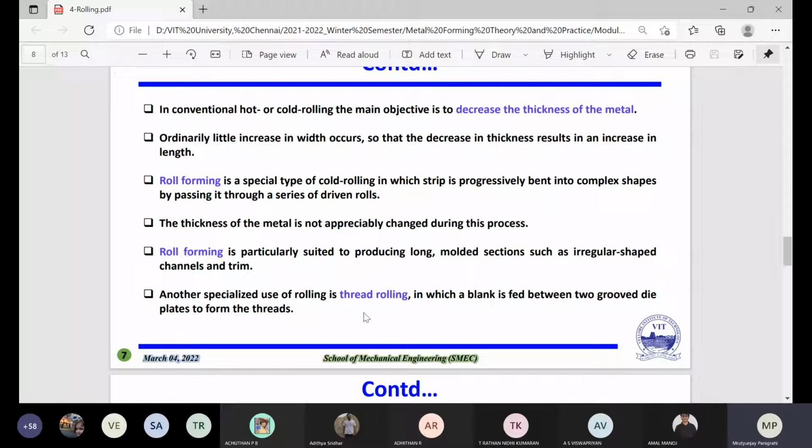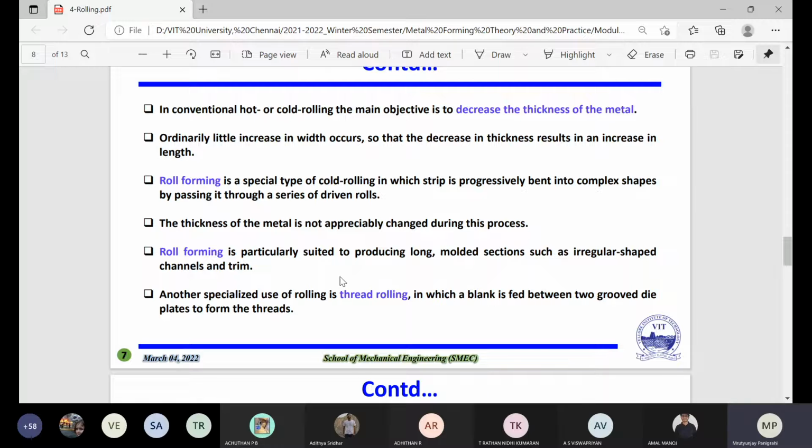Another specialized use of rolling is thread rolling. With thread rolling, a blank is fed between two grooved die plates to form threads. The thread means small wires, for example, or very small threads, which you can produce with the help of thread rolling. These are some of the new techniques.